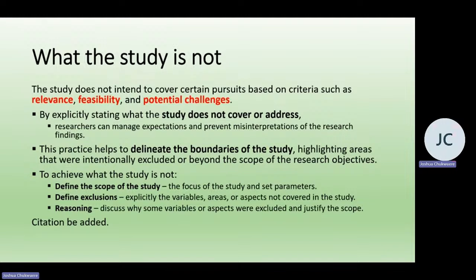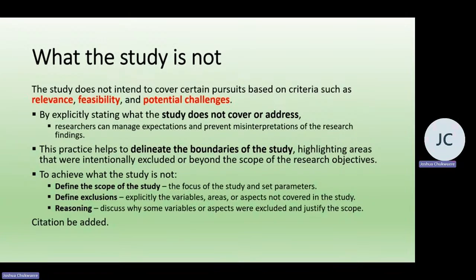So you're able to pinch. Okay, this my study is going to focus on this area. It's not going to be talking about other areas. You have already defined the scope, right? It's going to focus on universities. You're able to tell the reader that, okay, this study is not going to be applied to technical colleges, colleges of education, and so on and so forth. So it's going to focus on this, but it's not going to focus on that. By explicitly stating what the study does not cover or address, that is what the study is not.